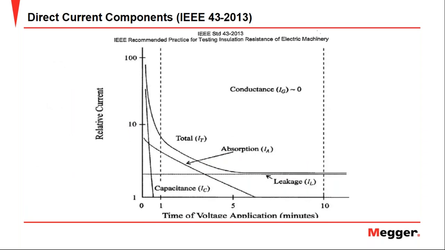Here you can see the figure shown in the IEEE 43 standard, and it shows us the behavior over time of the four currents. This occurs each time a motor is supplied with a DC voltage. Each time that we supply a motor with a DC voltage, this is the behavior that we can see in the installation.